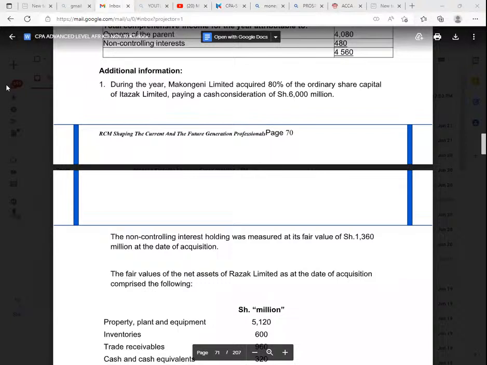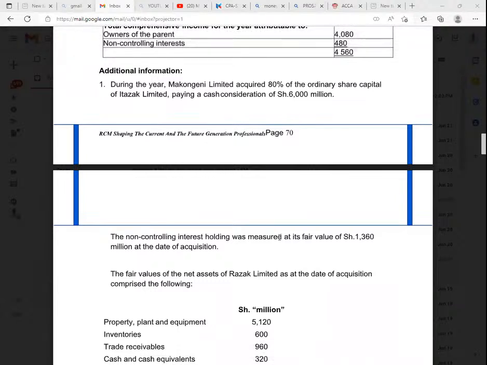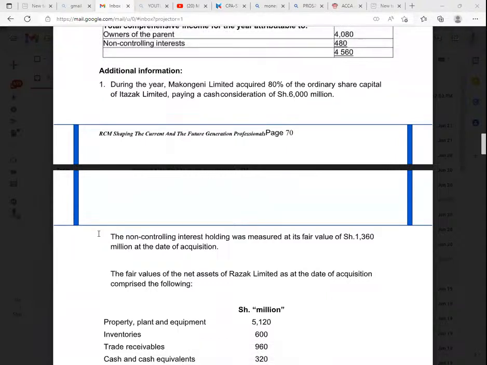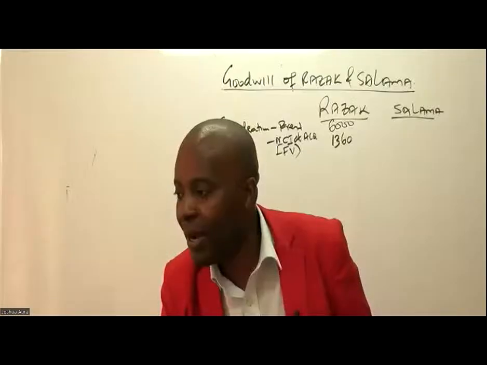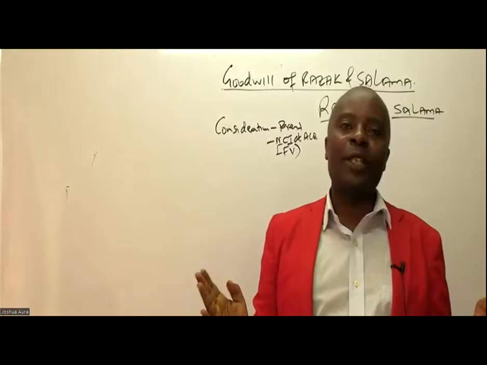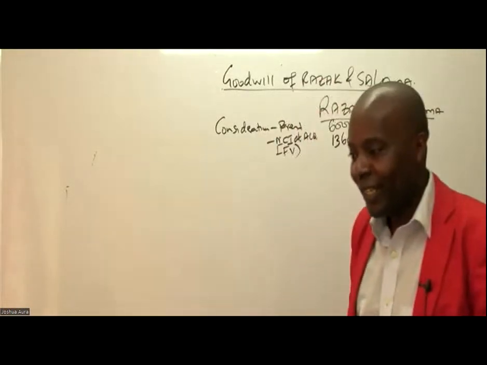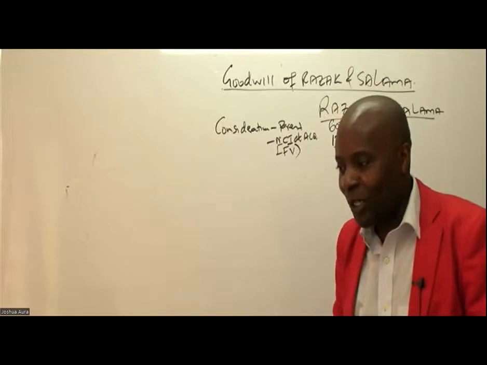And then we have the NCI down here. The NCI holding was measured at its fair value of 1,360 at the date of acquisition. So 1,360. Thank you so much. So I've been able to take care of the consideration. Those two I'm supposed to add, and then I'm supposed to come down here and subtract what? Could you kindly tell me what I'm supposed to subtract down here?